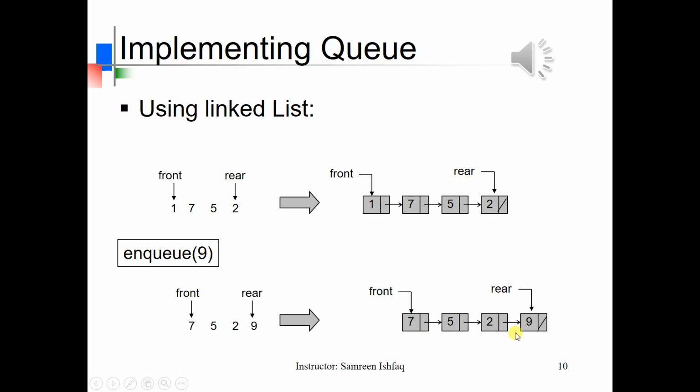Now if user calls the enqueue function to insert an element 9 in it, as you can see in the figure, the new element is inserted at the rear end, and the rear pointer starts pointing to this new node with element 9.